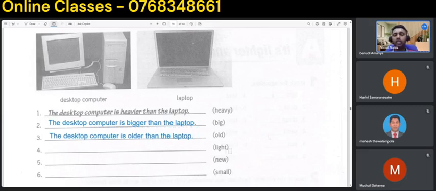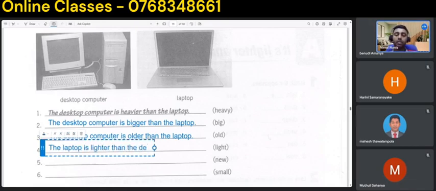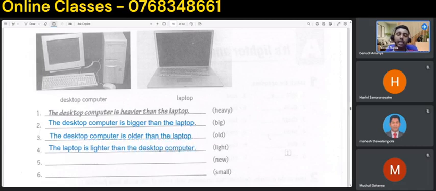Light. When we say light, I think the laptop is lighter. When we compare, the laptop is lighter. Then we can say the laptop is lighter than the desktop computer. The laptop is lighter than the desktop computer.